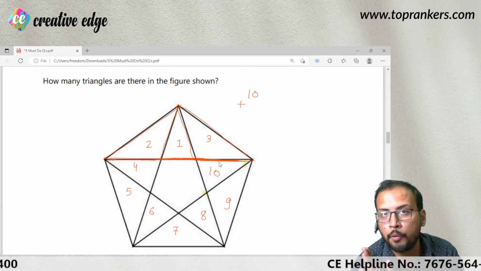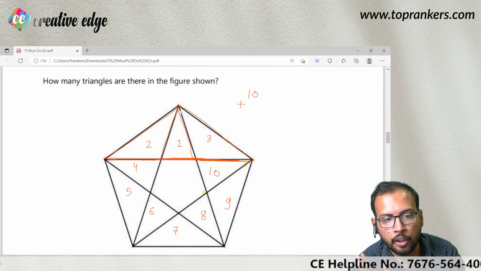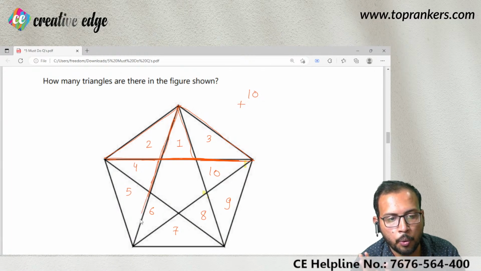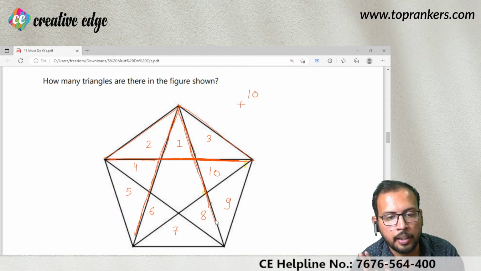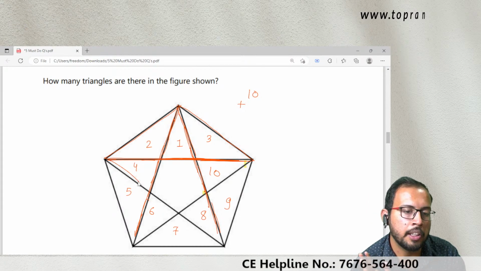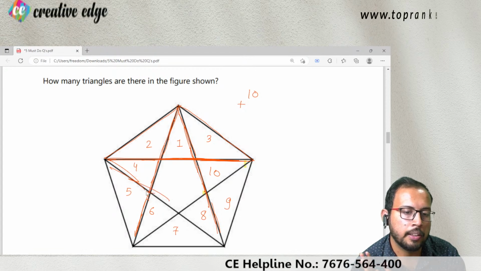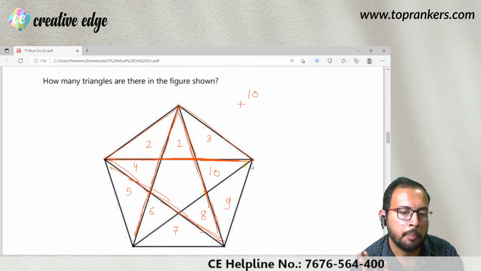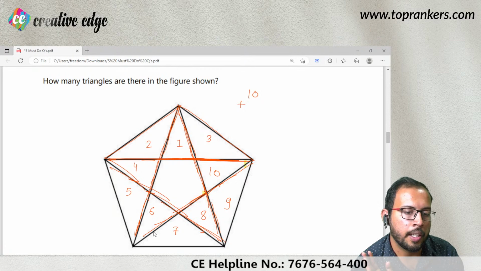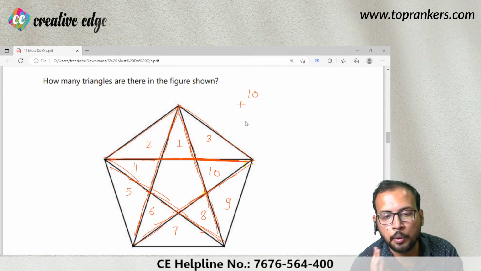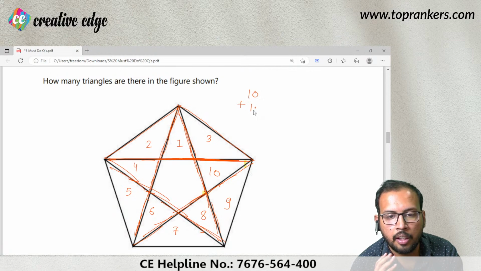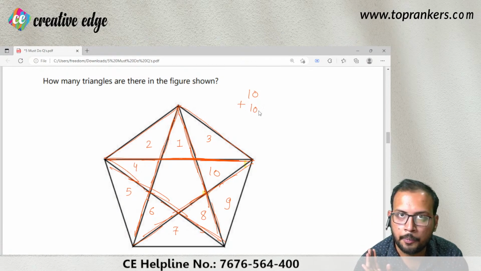On this base, you have two triangles. Similarly, on this base, you are going to have two triangles. On this base, you are going to have two triangles, and on this base you are going to have two triangles. So a total of five bases, and as you can see, a total of 10 triangles are there.